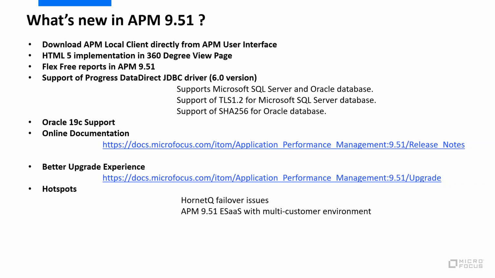As part of CPE, we had got quite a few issues with HornetQ failovers, so we had addressed those. And from APM 9.51 onwards, we are supporting eSaaS as well. So the APM product is available on SaaS environment as well. It was supported till BSM 9.6 version, but then it got stopped from APM 9.30, and now we re-enabled it from 9.51 version onwards.